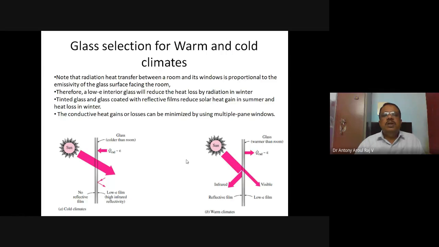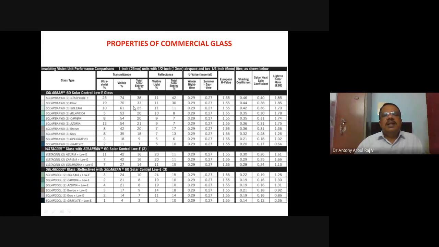When you go for a commercial glass and refer to the properties, they give them like this. Here you can see the transmittance, and the percentage of ultraviolet prevention is given here. For various types of glasses, the percentage of visible light it will allow is given here. And how much percentage of total solar energy is reduced with that is also given here.